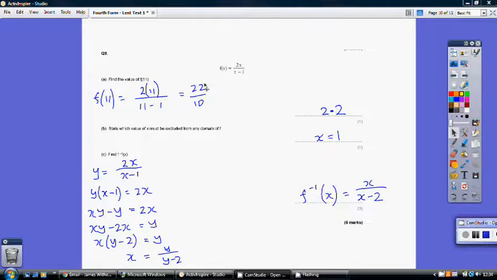Question number 9, so find f of 11. Well, that's just what we get when we input 11 into the f function. So 2 lots of 11 divided by 11 minus 1, 22 over 10, which is 2.2.